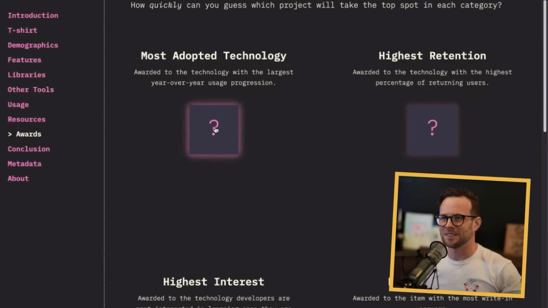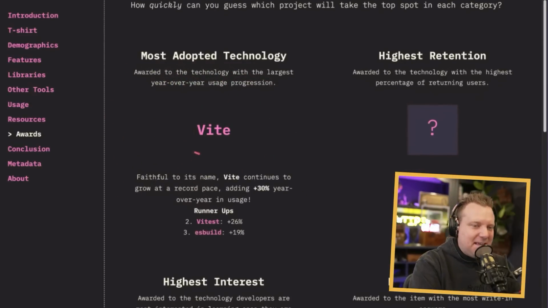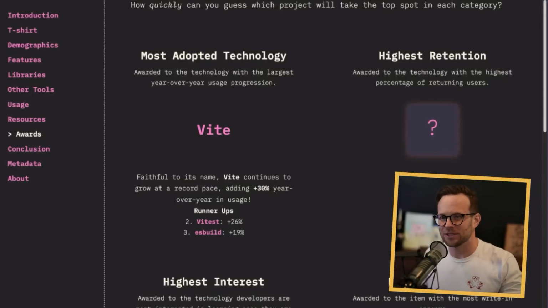Astro. Oh, yeah. We're talking year over year. I would say Vite for all of these, but I'm going to say Astro. It's Vite. How does Vite keep getting more year over year? Every year. Maybe it's sheer. It's probably not percentage or something.